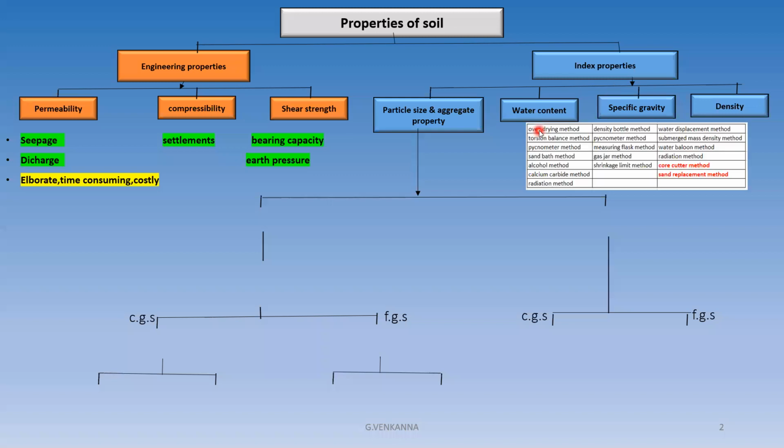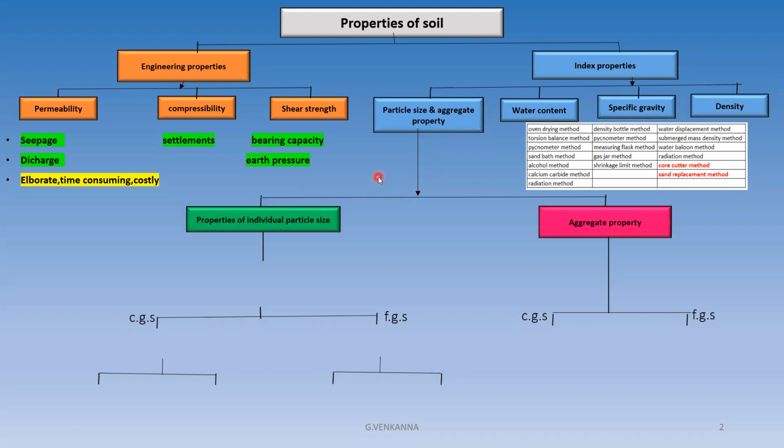Out of these, water content, specific gravity, and density we already discussed in the previous chapters. The next important one in the properties of soil is particle size and aggregate property. In the particle size and aggregate property, we have properties of individual particle size and also aggregate property. Aggregate property means it is the total soil property. Properties of individual particle size are related only to individual particle, grain to grain analysis. So we have mechanical analysis or particle size analysis or grain size analysis.